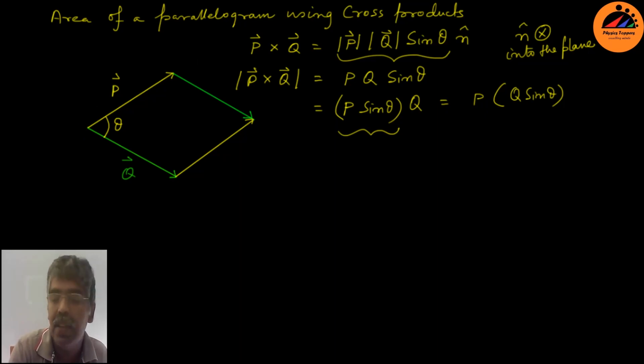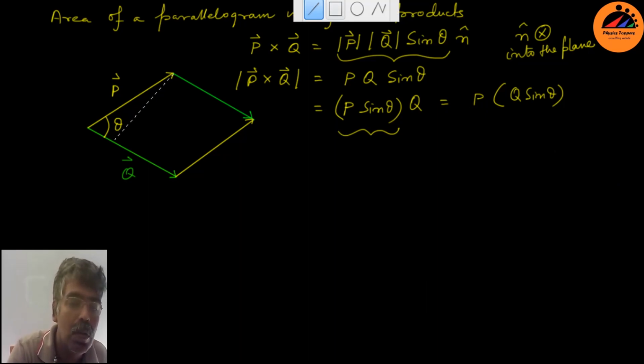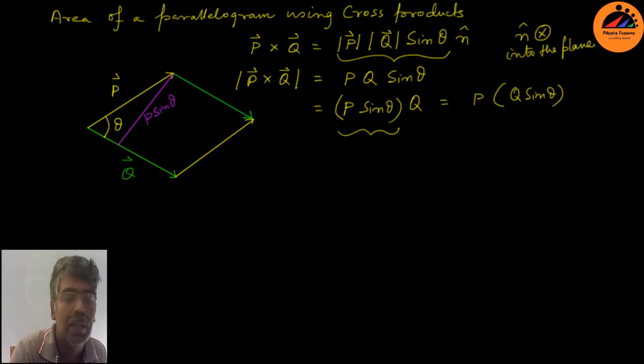So what is p sine theta? Do one thing, it's very simple. Just drop a perpendicular from this on q. That's all. So this is p sine theta, right? So if this is p sine theta, this is basically perpendicular. So what you are doing, you are multiplying q with p sine theta. So p sine theta is basically the height. So base times height, that's the area.